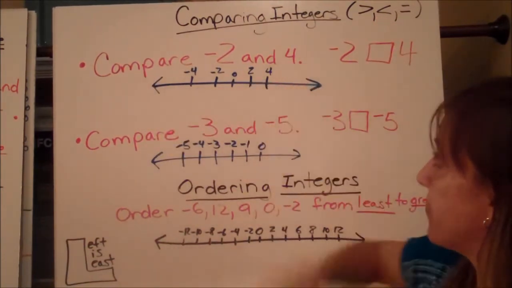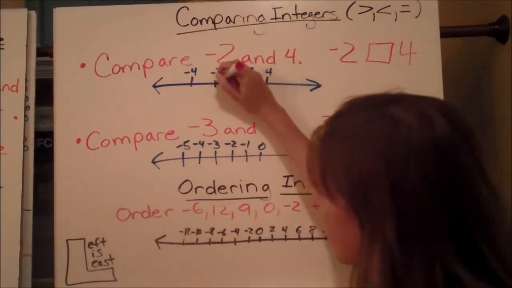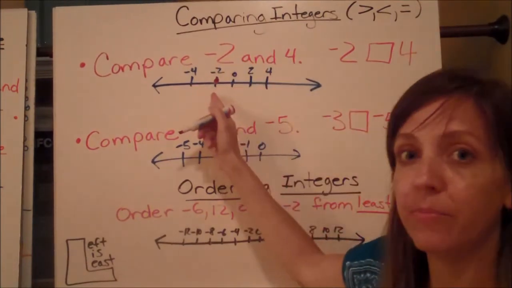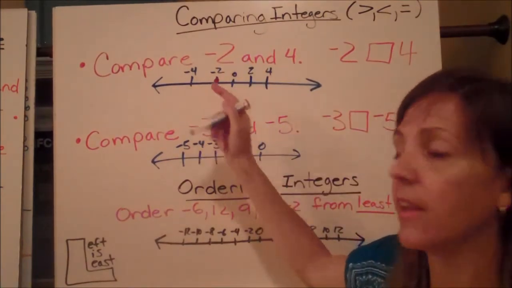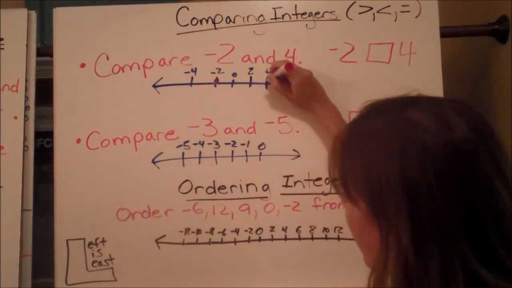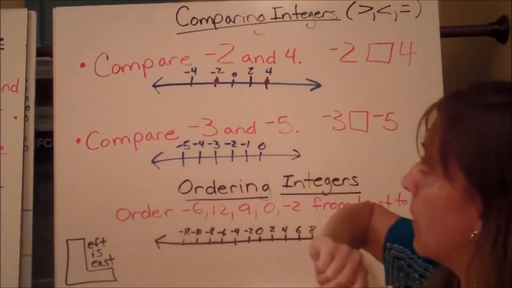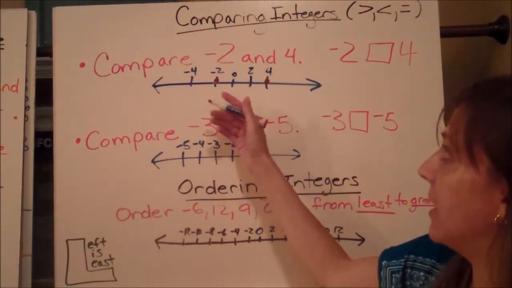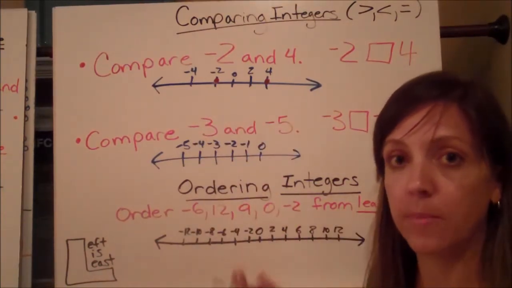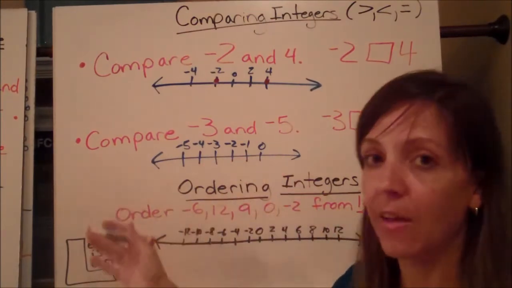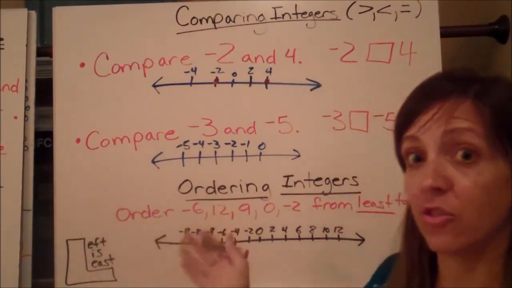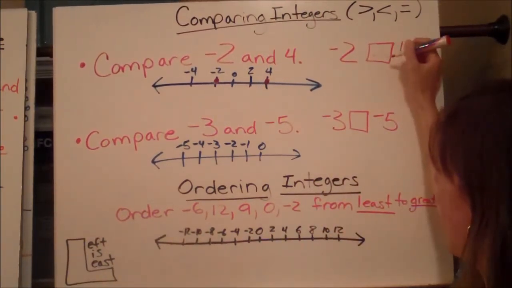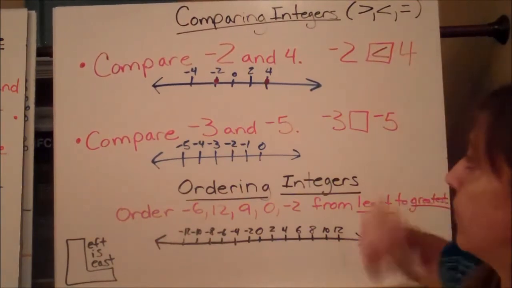Negative 2 and 4. I'm going to graph negative 2. And to graph a number, you just simply put a circle, a dot on the number line right at that number. Negative 2, and I'm going to graph 4. So I'm going to put a point there at 4. And I'm looking to see which one is farther to the right. That's going to be your greater number. The one to the left, remember left is least, is your least number. So negative 2 is less than 4.